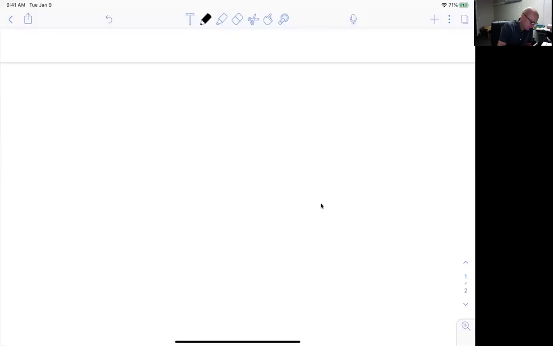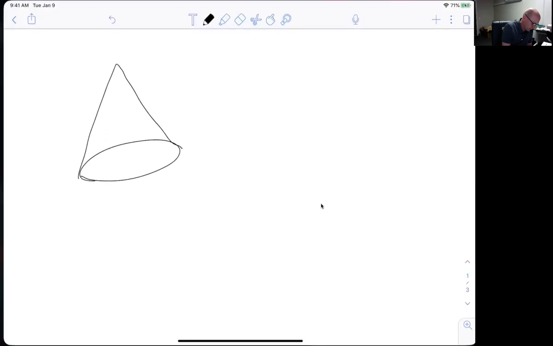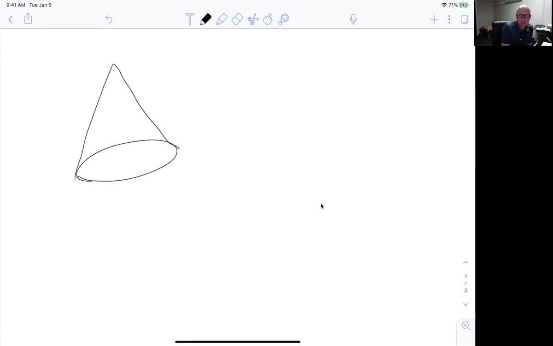So I'm going to put it on my screen. So hopefully you can see that now. So we have a cone. A cone, basically, as you know, is something that looks like this, three-dimensional. So I'm not very good at drawing those, but you get the idea. It's a cone. So we need to try to find the surface area of this cone.